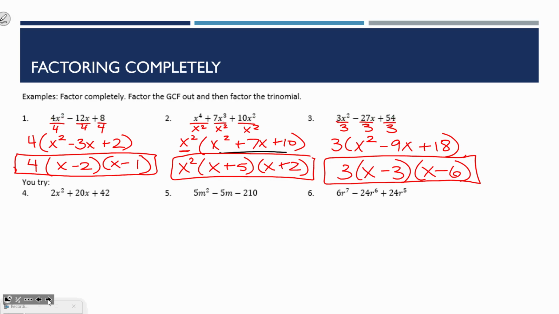Okay, so now you've seen what factoring completely is all about. We factor out the greatest common factor, and then whatever's left in parentheses, we look and say, is it a difference of 2 squares? Is it a quadratic trinomial? We didn't see any difference of 2 squares yet, but we will momentarily. These are all quadratic trinomials. So take a minute, pause the video, try numbers 4, 5, and 6, and then when you unpause, we'll put up answers.